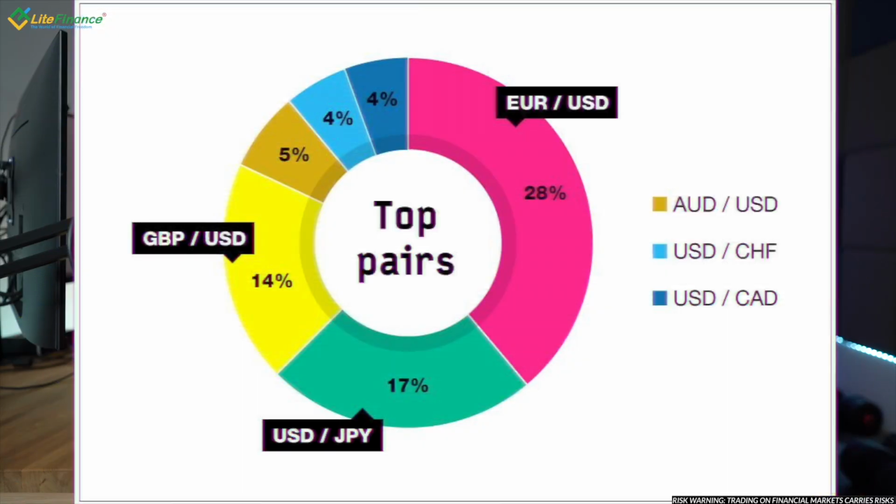The US dollar is a compulsory part of any major currency pair. They are called majors because 75% of all trades are with these pairs. Euro dollar alone takes 20% of all transactions. The USDJPY, the GBPUSD, and USDCHF follow with a relatively smaller share of the market.